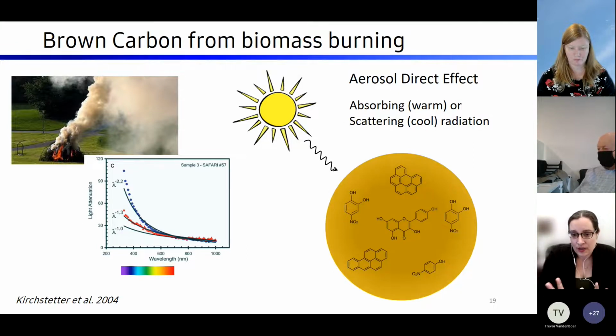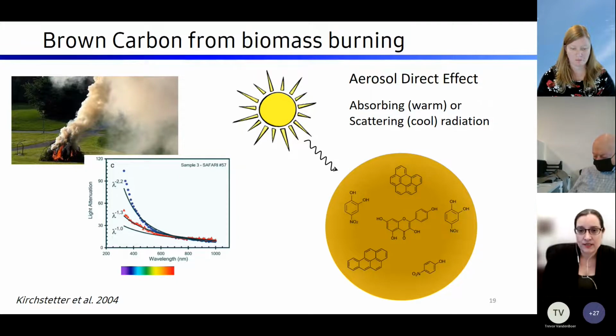But this is also chemically reactive. And as these molecules bleach, they're going to go from absorbing, or a brown color, to a transparent or white color, in which case, depending on the composition of the particle, this could switch from an absorbing to a scattering type of particle. And so understanding the lifetime for this photodecay or photobleaching is a major concern for really trying to understand and quantify these radiative effects.